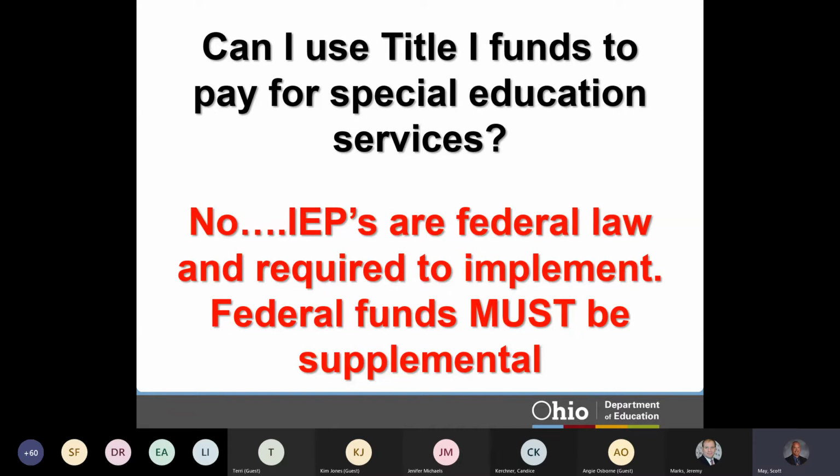Now, you can use them as long as they're not IEPs. So if you have a classroom that you have an educational aide in that is used for instructional purposes for that classroom, and they are not addressing any IEPs because those are federal law, then I would contact your consultant, make sure you're meeting all the rules with that. But there are some caveats with that.